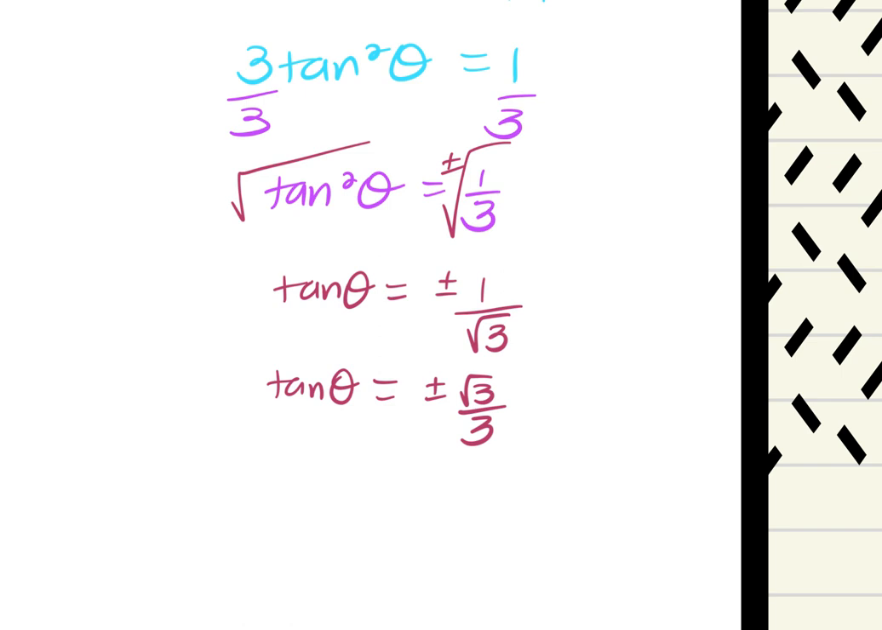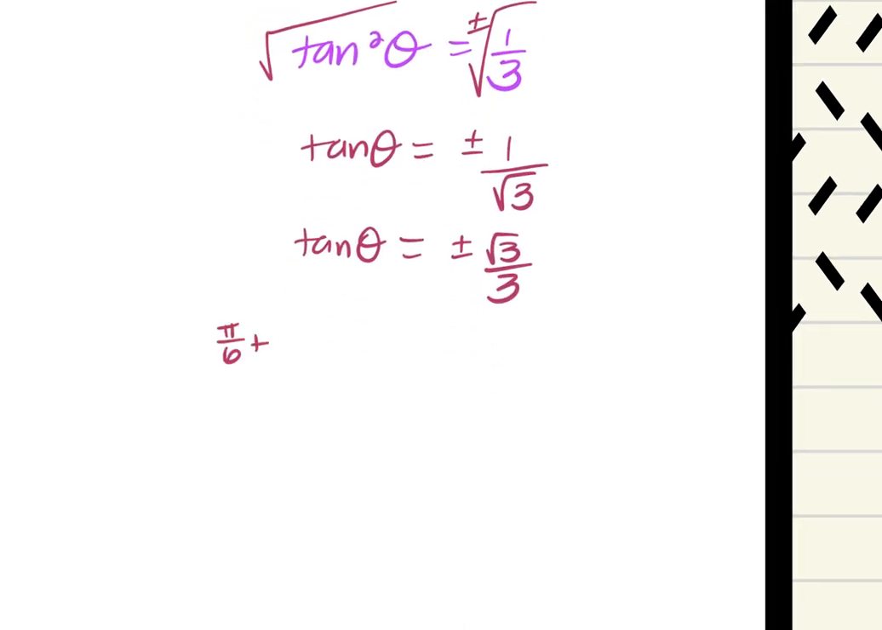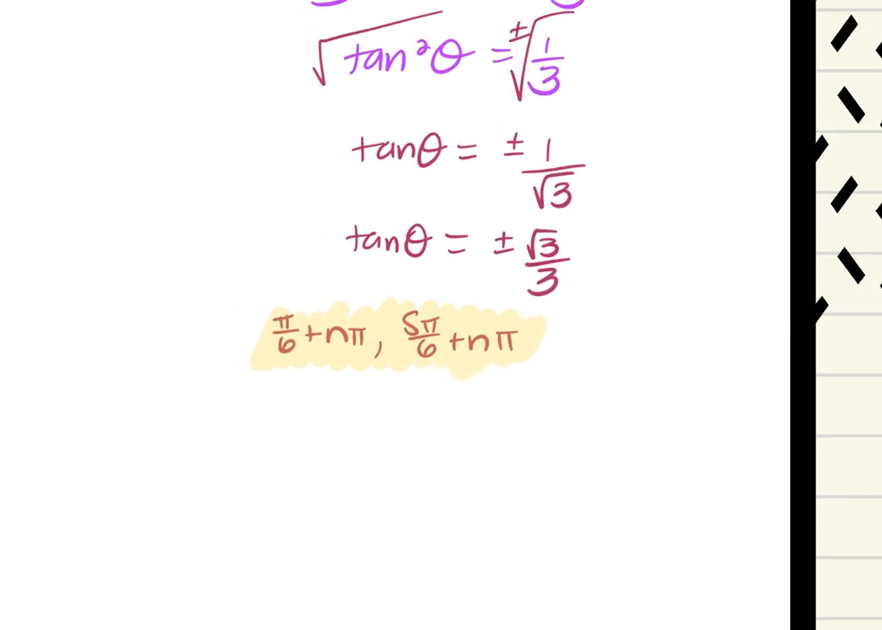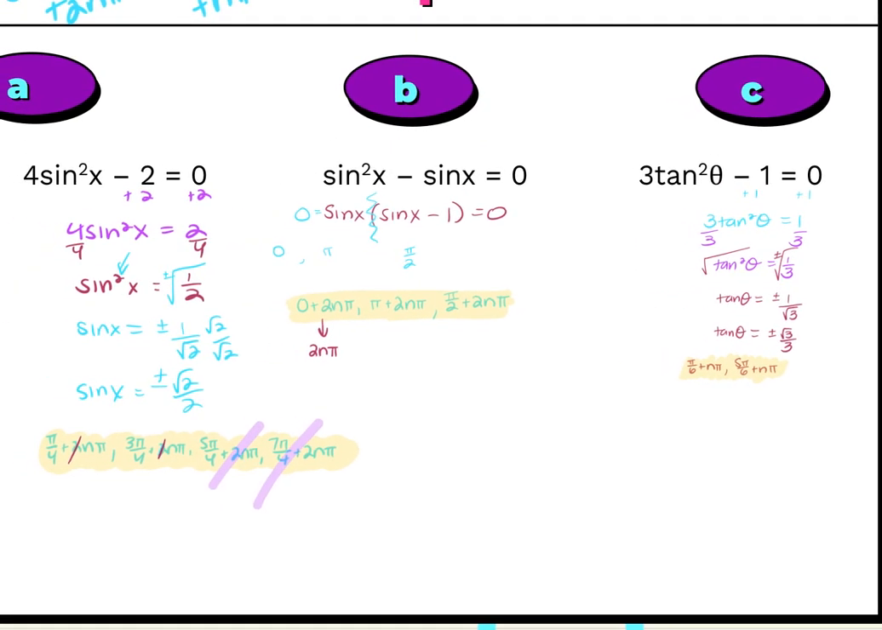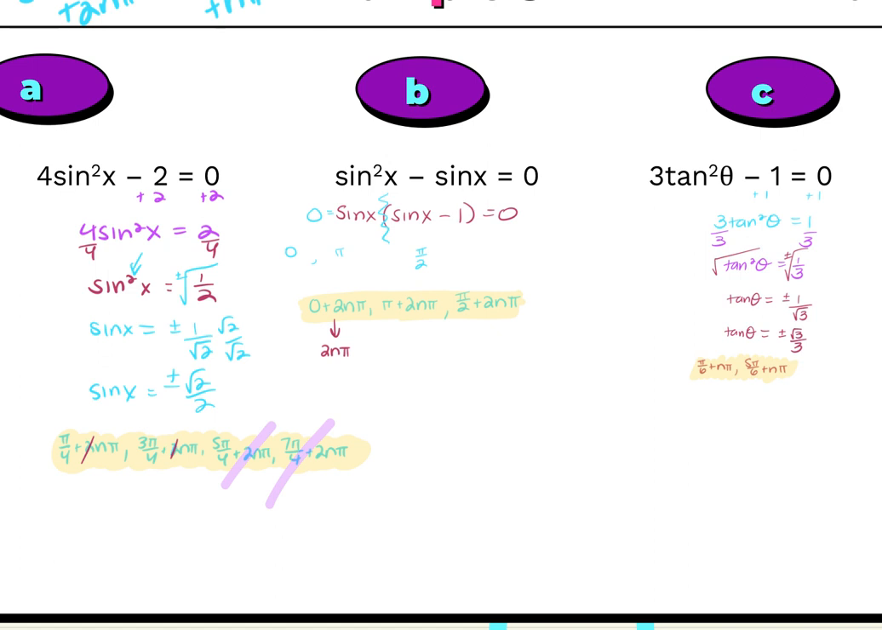So what angles would have positive or negative root 3 over 3? All the over 6s. So it'd be pi over 6 plus n pi. And we only use the first and second quadrant for tangent because it repeats. So pi over 6 or 5 pi over 6 plus n pi. With extra time, you can literally take and plug in all these answers and check to see that the left side balances out to the right side.